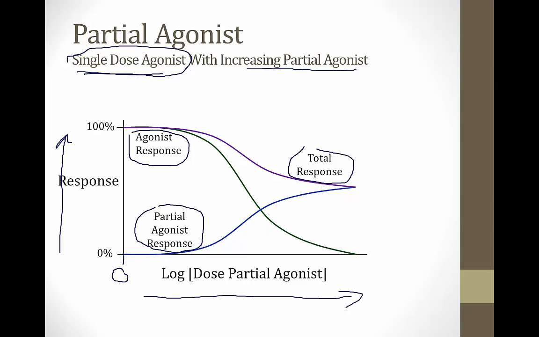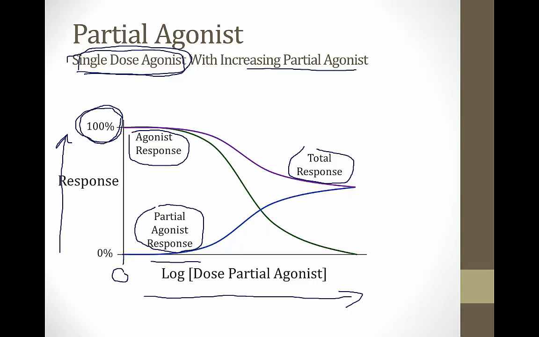So once again, let's start by imagining we give a dose of 0 for the partial agonist, but we still give that single dose of the agonist. So what we're going to see is a very large clinical response of about 100% of the clinical response that's achievable, because remember, the agonist has a very powerful clinical response, and in this case there's no partial agonist around, so the total response is all coming from the agonist, and that's a very large, significant 100% clinical response.